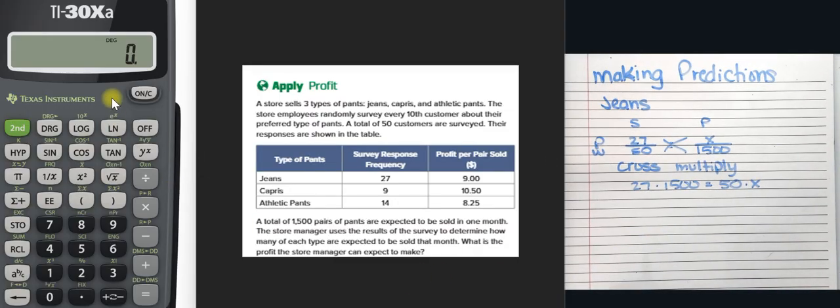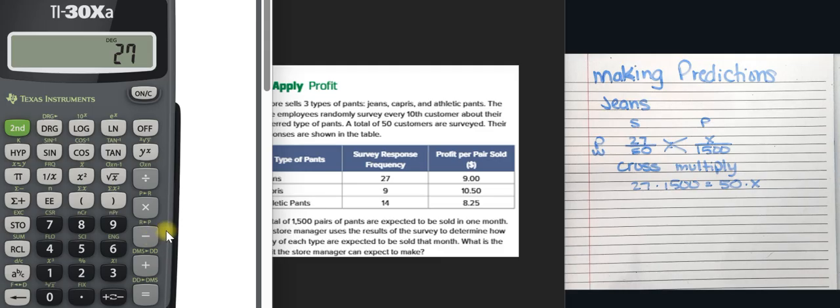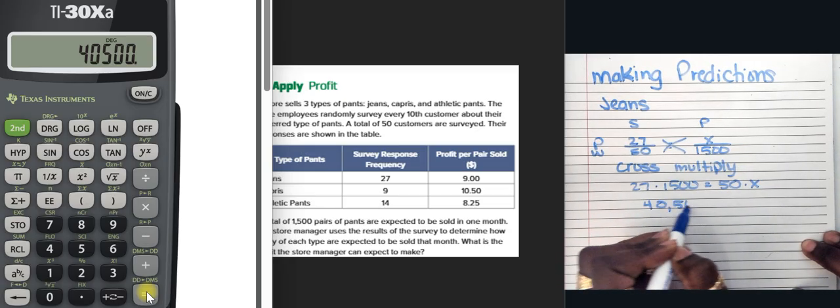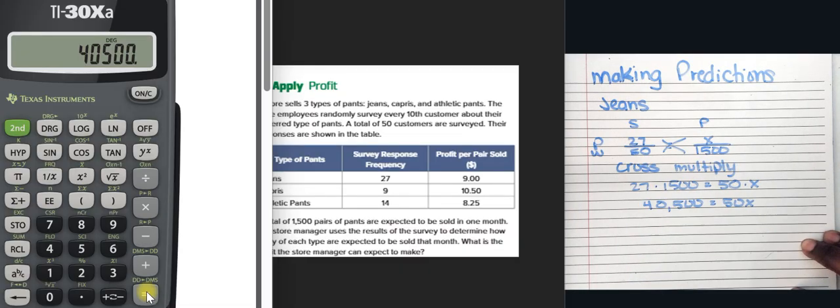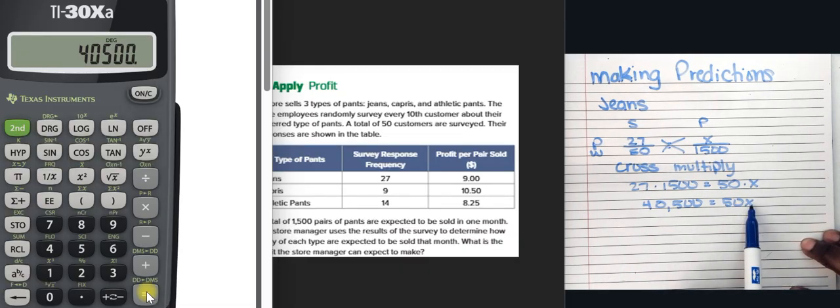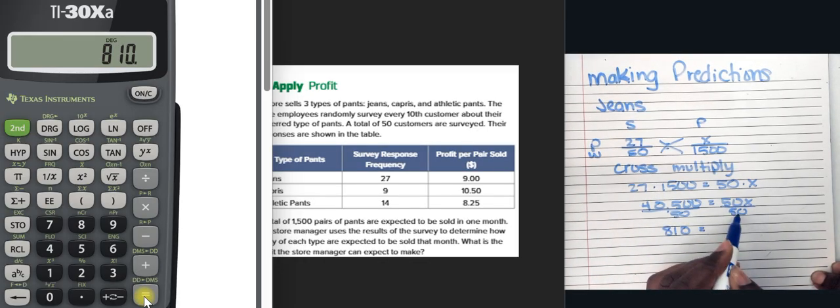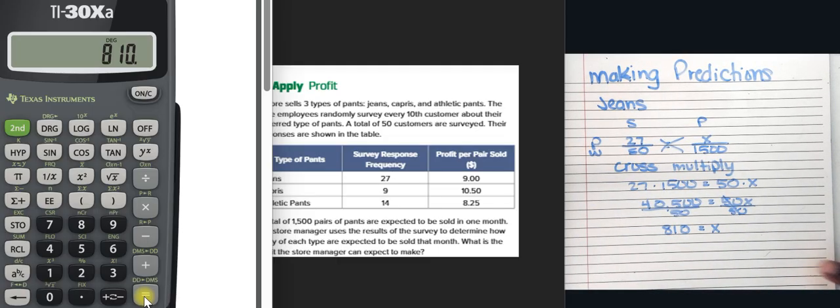And so now we're going to simplify that. So we have 27 times 1,500. That is equal to 40,500. And that's equal to 50x. Okay, so our variable is not isolated because we see that we're multiplying. So we need to divide both sides by 50. And in doing that, we get 40,500 divided by 50, and that is equal to 810. Bring down our equal sign. 50 divided by 50 is 1. We're left with the x. So that is 810 pairs of pants.